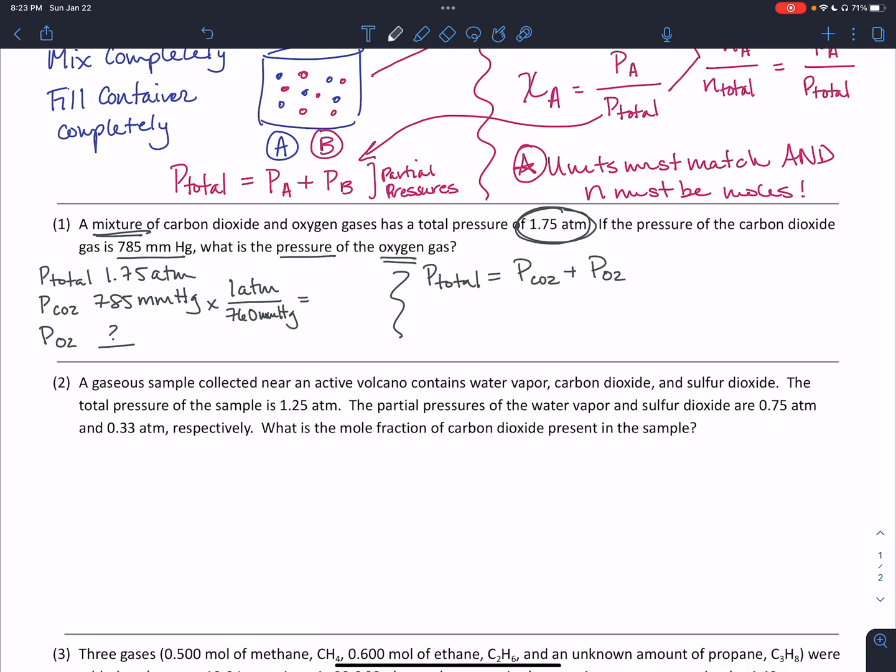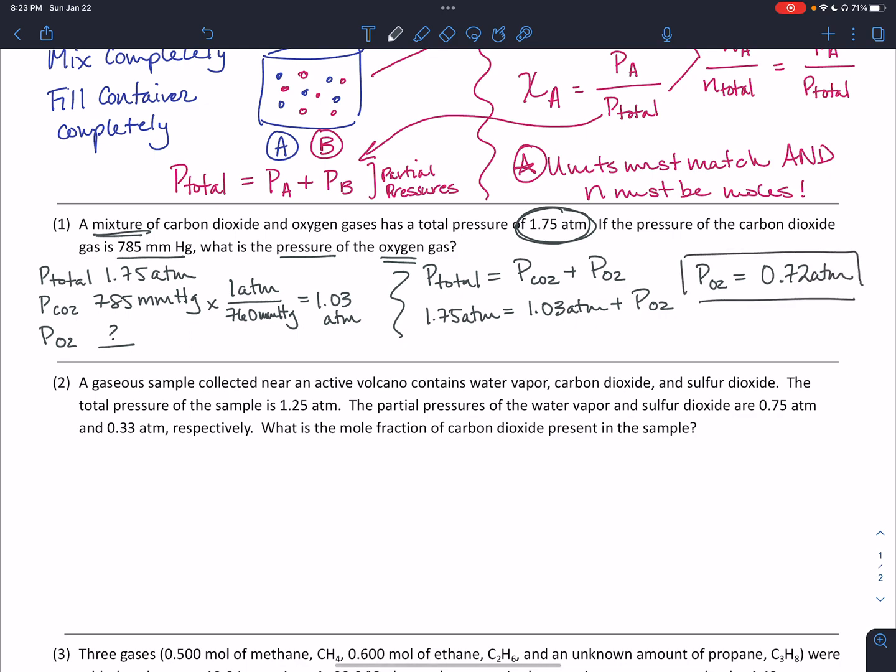Right, so if I do that conversion, I'm going to find that it's 1.03 atms. All right, so I go back over to my formula. The total pressure is 1.75. The partial pressure of CO2 is 1.03. And then the partial pressure of O2 is my unknown. So if I subtract 1.03 from both sides, I find that the partial pressure of oxygen within this sample is 0.72 atmospheres. The problem doesn't specify what it should be in terms of units, so I'm just going to leave it in atmospheres. All right, so that's a pretty general Dalton's law problem.